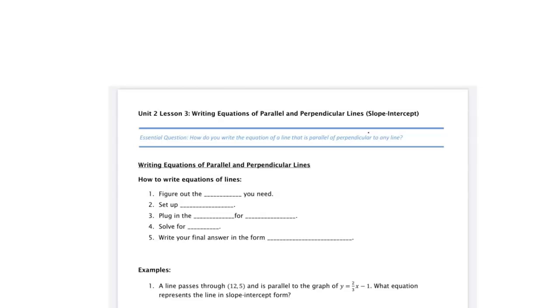So, as we go along with our steps, it says writing equations of parallel and perpendicular lines. How to write equations of lines. First, we'll need to figure out the slope that we need. Then, we'll set up our equation in y equals mx plus b form. We'll plug in the point for x and y. And then we're going to solve for our b in our equation. Finally, we'll write our equation in y equals mx plus b form.